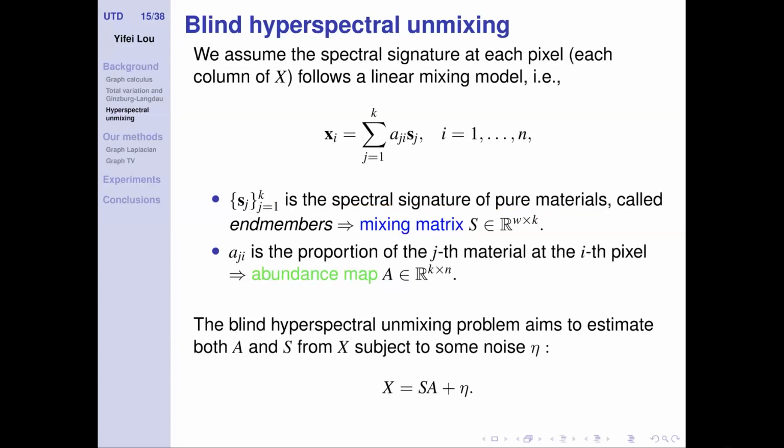If we do not know any of them, it's called blind. So we do not know S. And sometimes S can be obtained or measured in a laboratory setting. But you can see the laboratory setting may not be so accurate if it's outside on the ground. So there is still a need to estimate S more accurately from the real data. So non-blind refers to I know S. Blind means I need to estimate S as well. But anyhow, the abundance matrix is always unknown. We want to estimate it. Okay.